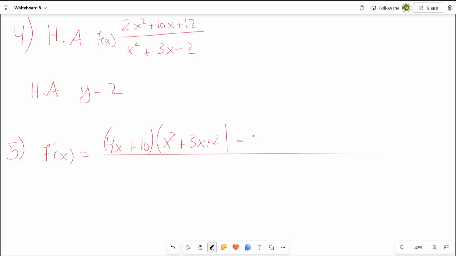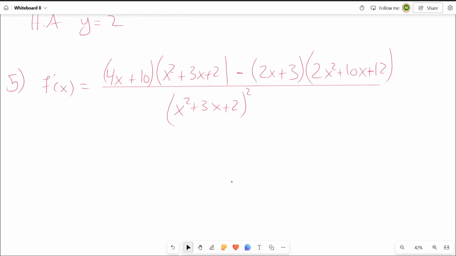And then minus the differentiation of the denominator, which is going to be differentiation of x squared is 2x, differentiation of 3x is 3. So differentiation of the denominator, which is this term, multiplying the numerator, which is 2x squared plus 10x plus 12, all of this over the denominator squared. So it's going to be x squared plus 3x plus 2 all squared.